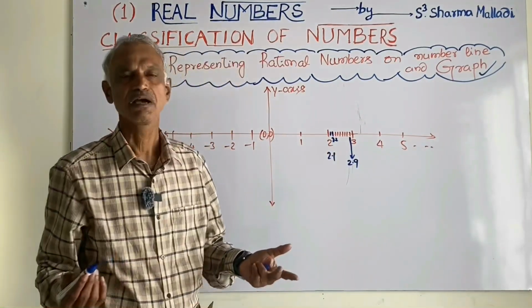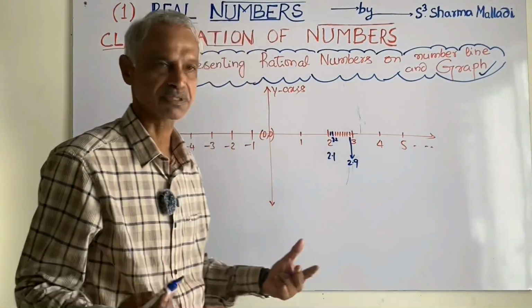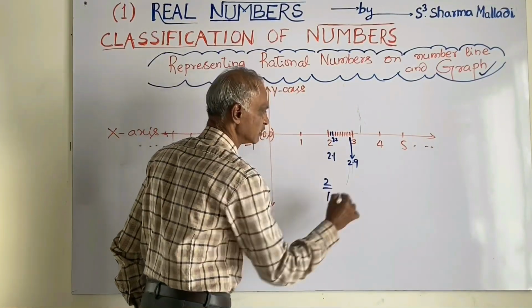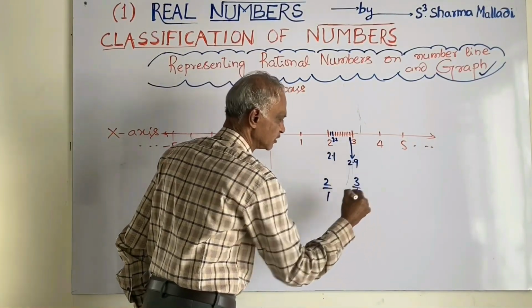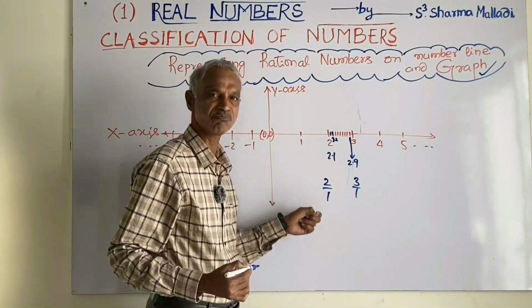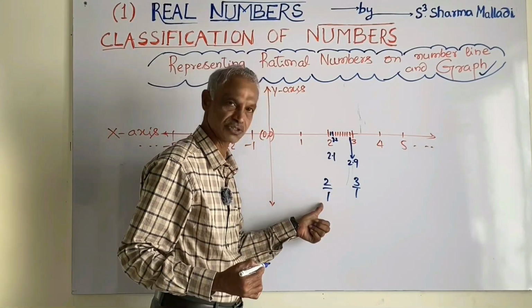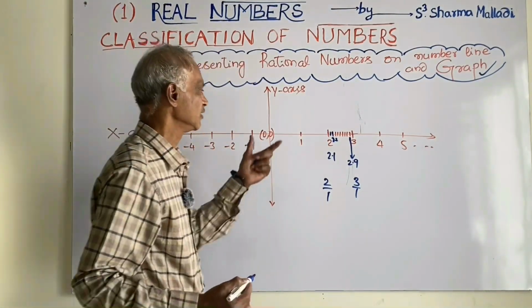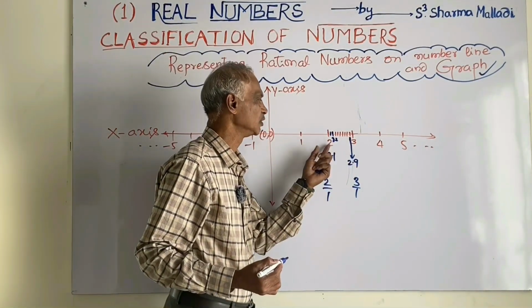2 and 3, they are also rational numbers because 2 can be written in the form of 2 by 1. 3 can be written in the form of 3 by 1. They are rational numbers because they are in the form of P by Q. Q is not equal to 0. P and Q are integers. Like that, there are many rational numbers between 2 and 3.